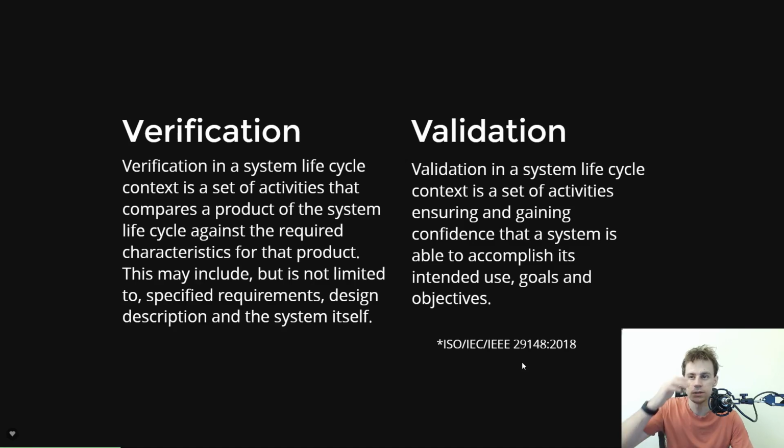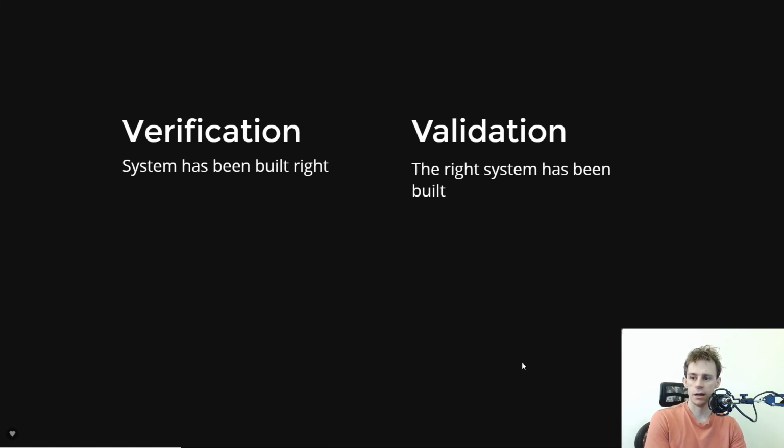Now, you might be thinking, okay, what's the difference between these two? Well, the one on the left is saying we're going to check a product against its required characteristics, and the one on the right is saying we're going to check a product to see if it accomplishes its intended use, goals, and objectives. This leaves us with a simplified definition and a nice way to contrast these: verification is ensuring that the system has been built right, and validation is making sure that the right system has been built. A little bit of a play on words, but this is how I think about it at least.